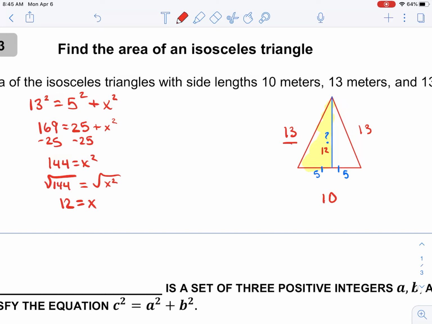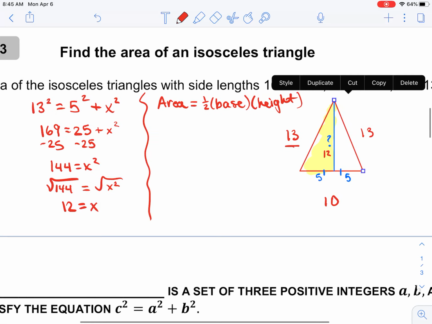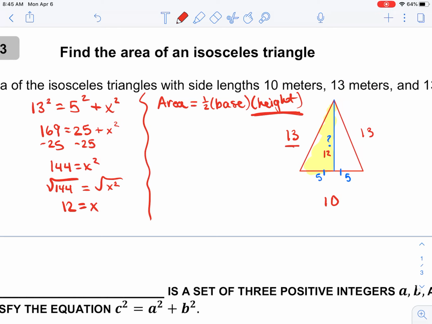So now we want to find the area of the triangle. Okay, so for our area of the triangle, remember, area of a triangle is equal to 1/2 base times height. Okay, so we had to find the height. That was the part that we didn't know. And we used the Pythagorean theorem to find that height. So now we're going to find the area of this whole triangle.